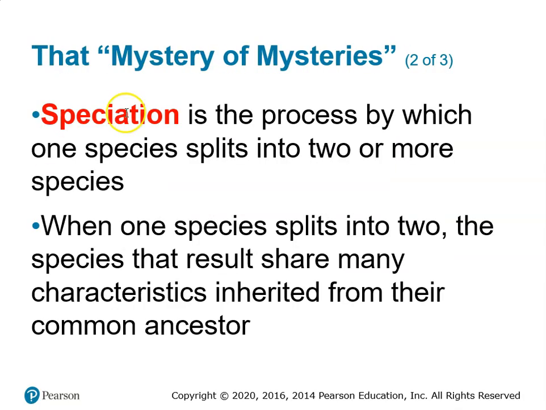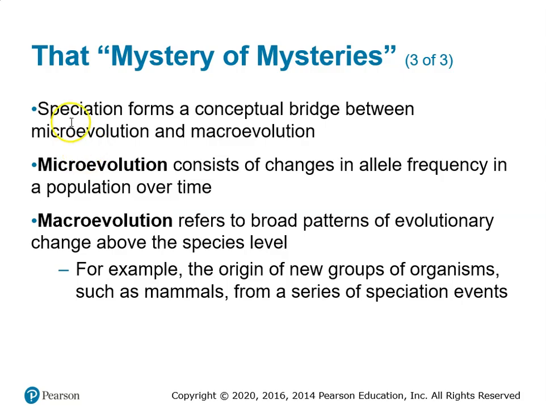Speciation is the process by which one species splits into two or more species. So this is like a node on a phylogenetic tree. When one species splits into two, the species that result may share characteristics inherited from their common ancestor. This is a difference between microevolution, which is changes in allele frequency, that's the definition of evolution, and macroevolution, which is above the species level. For example, the origin of new groups of organisms, like us, like mammals, from a series of speciation events. That's what evolution has to lead to be true.